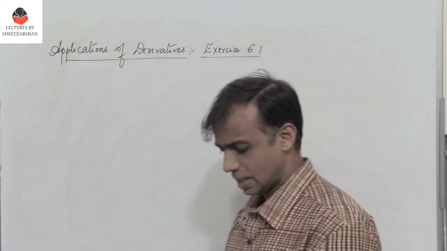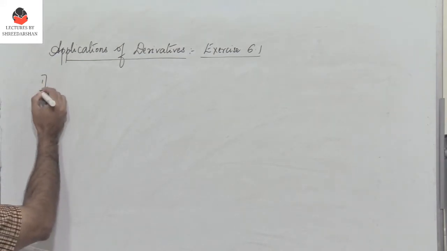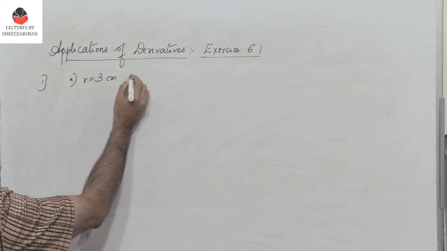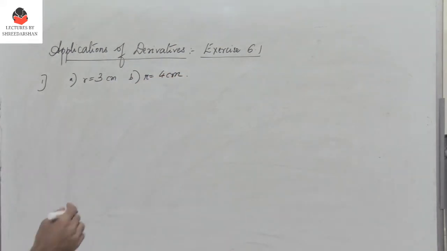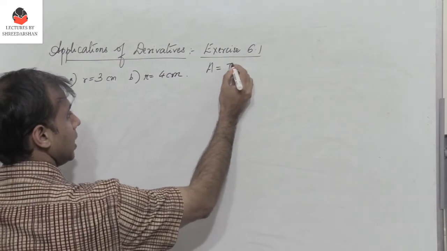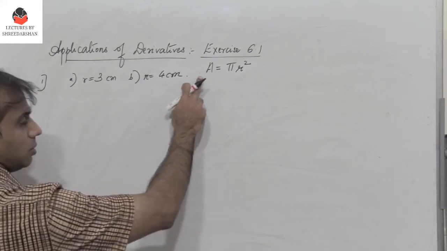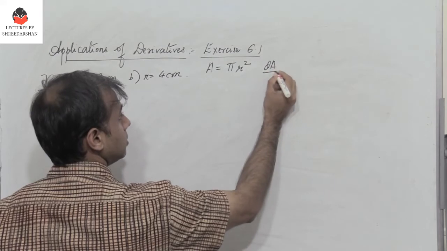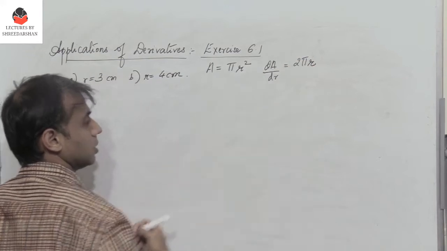The first problem states that we need to find the rate of change of the area of a circle with respect to r when the radius is 3 centimeters and when the radius is 4 centimeters. So we know that the area of a circle is given by pi r square. Whenever such a problem is given, write the expression for the area, and differentiate the area with respect to r. So here it becomes 2 pi into r.